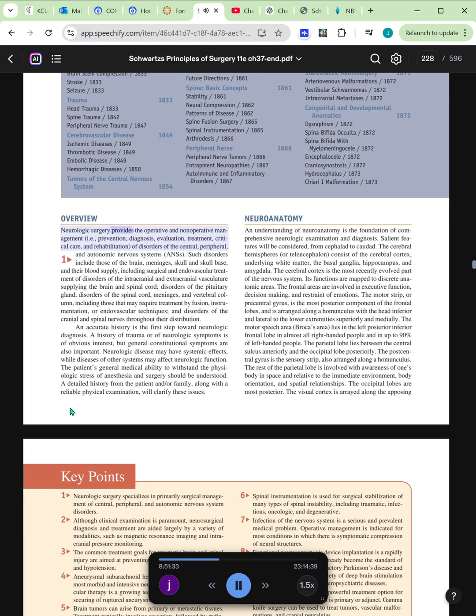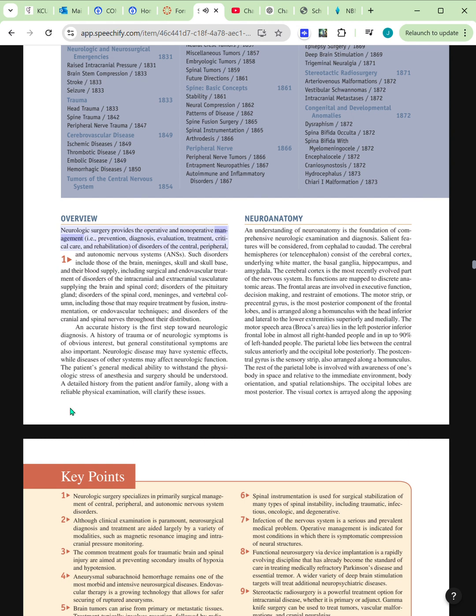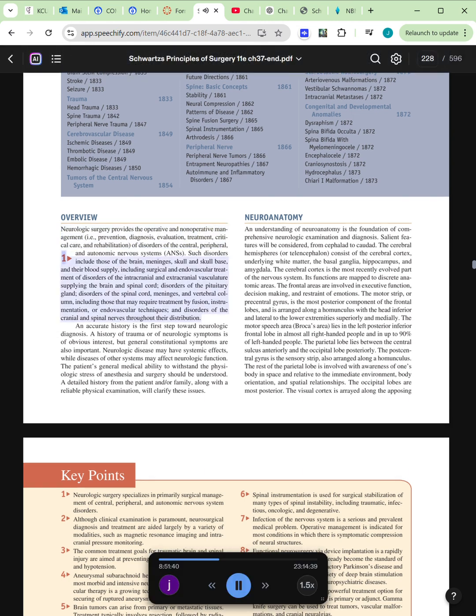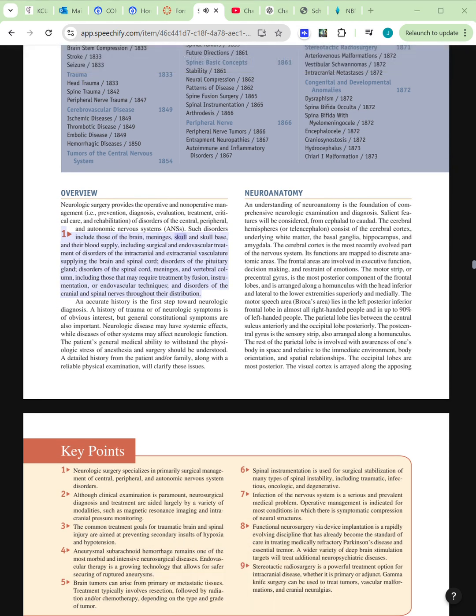Neurologic surgery provides the operative and non-operative management of disorders of the central and peripheral nervous systems. These include those of the brain, meninges, skull and skull base, and their blood supply, including surgical and endovascular treatment of disorders of the intracranial and extracranial vasculature supplying the brain and spinal cord, disorders of the pituitary gland, disorders of the spinal cord, meninges, and vertebral column, including those that may require treatment by fusion, instrumentation, or endovascular techniques, and disorders of the cranial and spinal nerves throughout their distribution.